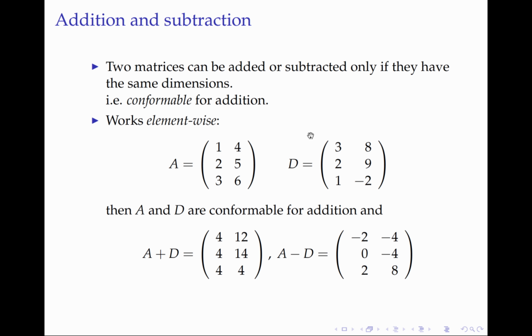Once the two matrices have the same dimensions, then adding them and subtracting them is easy. So here's a matrix A that we've seen before, here's another matrix D. They have the same dimensions. They're both 3 by 2 matrices, so we can add them. Okay, 1 plus 3 is equal to 4 here. 2 plus 2 is equal to 4. 4 plus 8 is equal to 12, and so on it goes. So you just go element by element, adding up the individual elements of those matrices and arrange them like that.